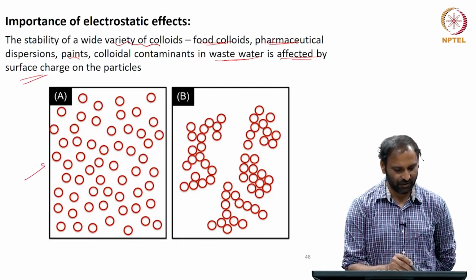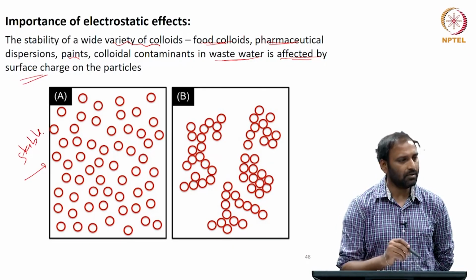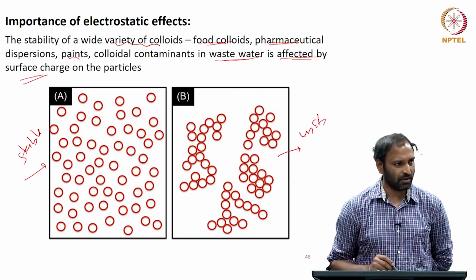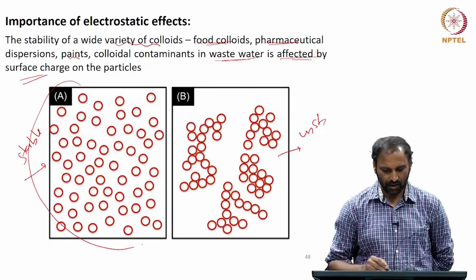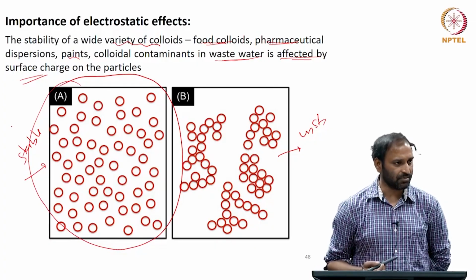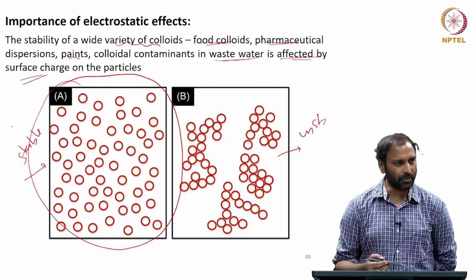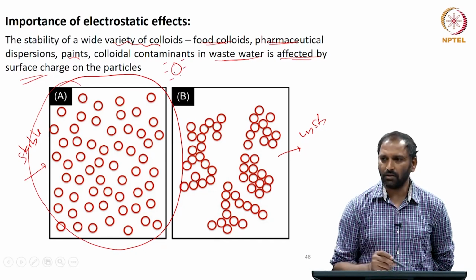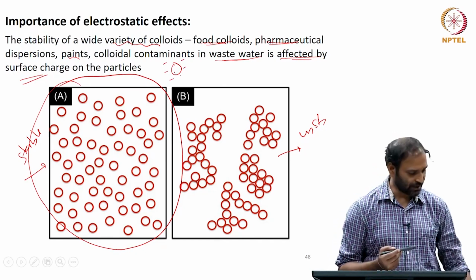So, this is an example of a stable system, an unstable system. If you want to think about having a stable colloidal system, one of the ways of achieving that would be by incorporating charge on the particle surface. So, that is one example.